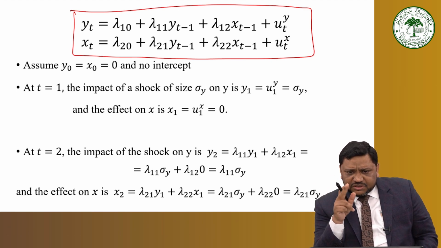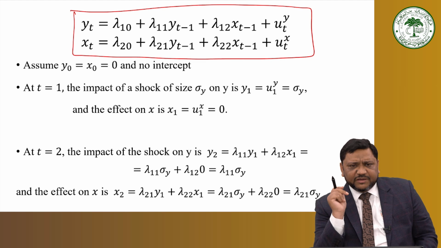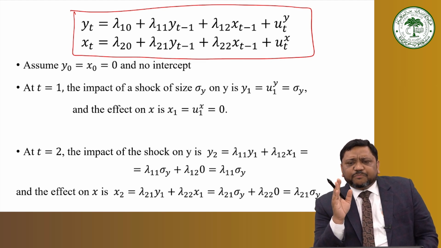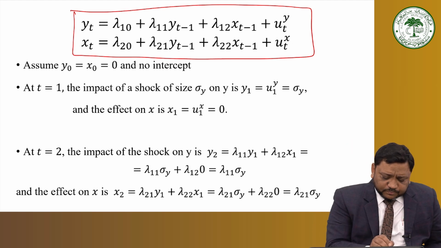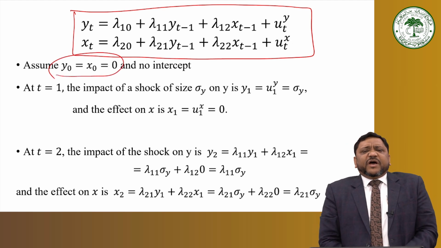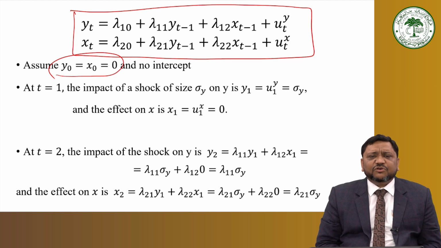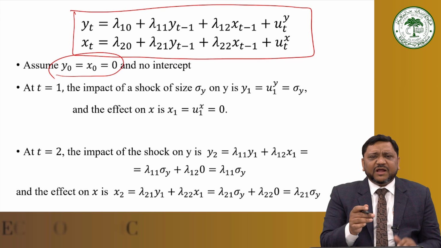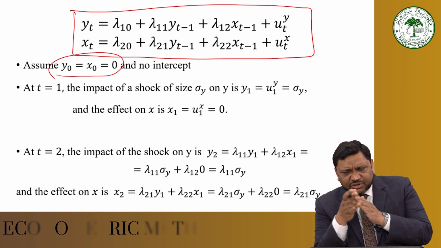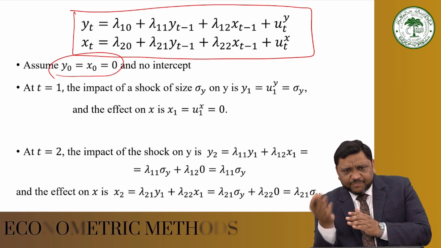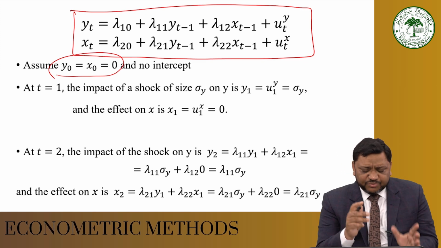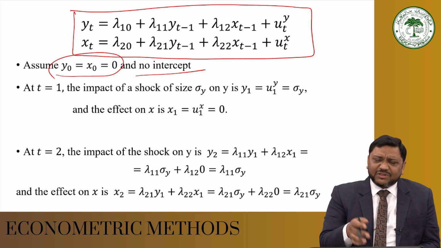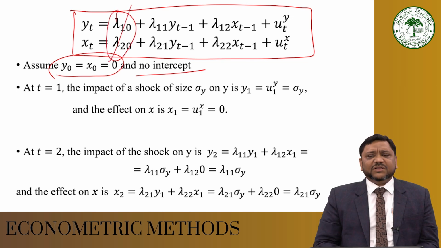So assume that uyt, that is the error of y, is equal to 0. Then we also assume that y0, that is at the first time period, y0 is equal to x0 is equal to 0. Basically, since we are interested in seeing what is happening after there is a shock, we can assume that there is no issue. And the second assumption is, just for the sake of simplicity, we will ignore the intercept terms.